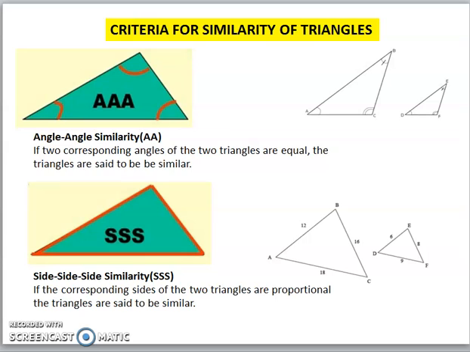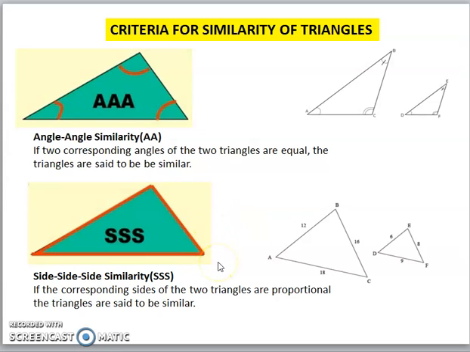Now let's see the criteria in a little more detail. AAA is the first criteria. Also you can say AA criteria, because if any two angles of a triangle are equal to the corresponding two angles of the other triangle, the third angle will automatically be equal because of the angle sum property. So angle C will be equal to 180 minus (A plus B), and angle F will be 180 minus (D plus E). So if A and B are equal to D and E, automatically C and F are also equal. So only two angles you need to prove equal for proving similarity.